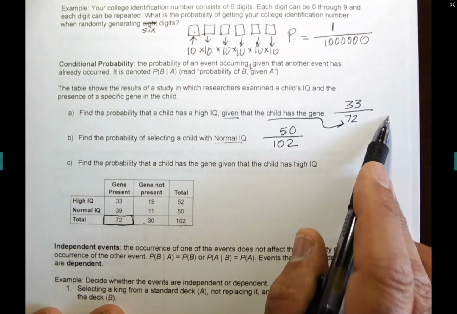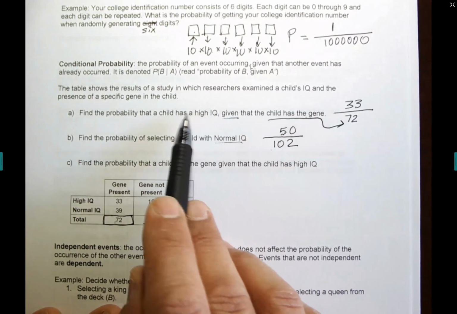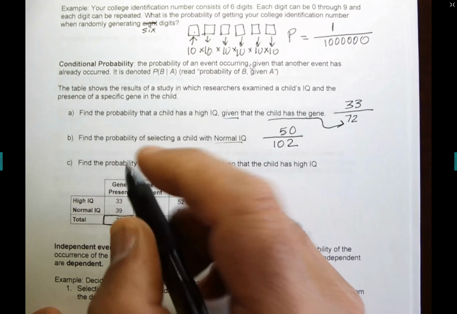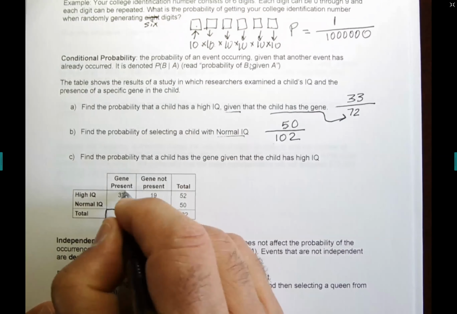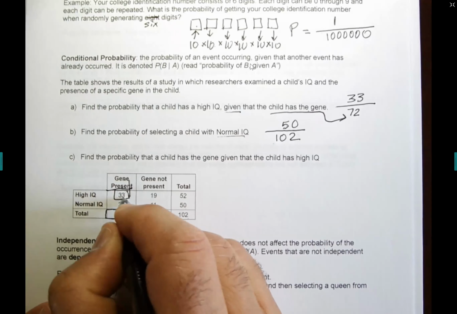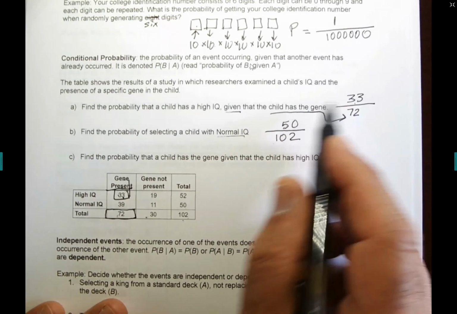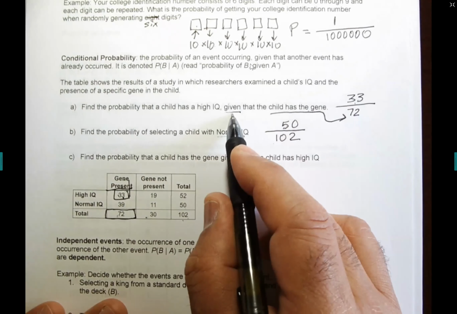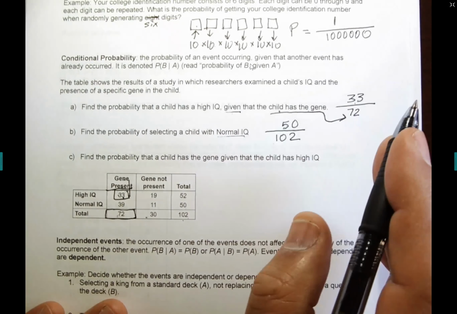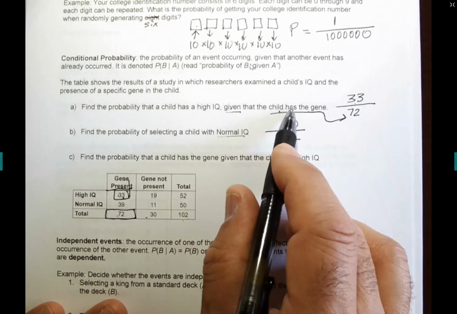Now, what goes in the numerator? In the numerator is the intersection between the high IQ and the gene present. Well, the intersection, guys, high IQ and gene present is right here. You just do this, do that, and then where the two meet will be your numerator. So always what comes after given, this set has to go to the denominator. And every time he gives you given, guys, you do not do the grand total anymore. You just have to follow the restriction that he gave you.